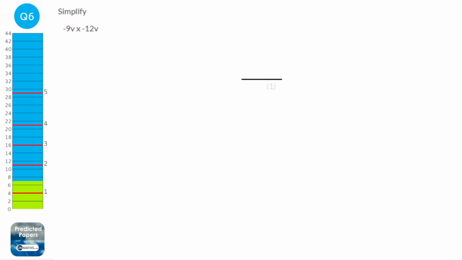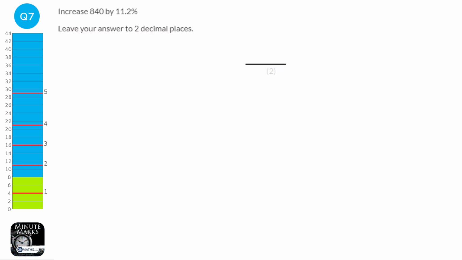Whenever we multiply two negatives we always get a positive, so we know our answer will be positive. We're going to do 9 times 12, which is going to be 108, and v times v, which is going to be v squared.